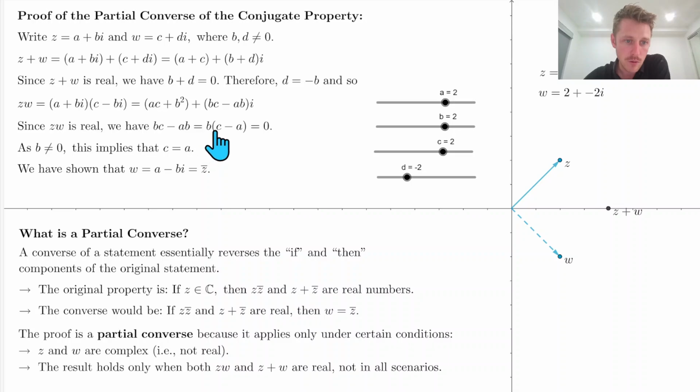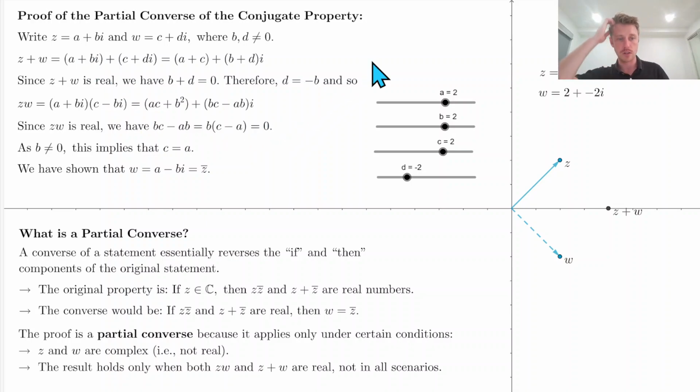So therefore, we can take b out as a factor. So b multiplied by c minus a equals 0. But we know that b is not equal to 0. So therefore c equals a, because this part must be 0 since b is not 0. So c minus a must be 0, so therefore c equals a. And so we have shown that w is in fact the complex conjugate of z.